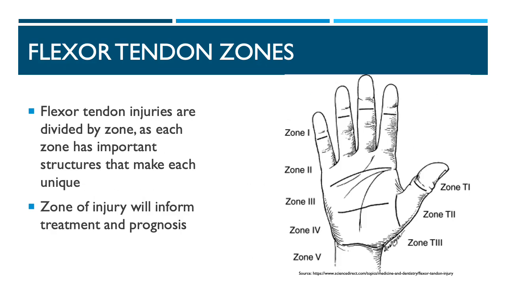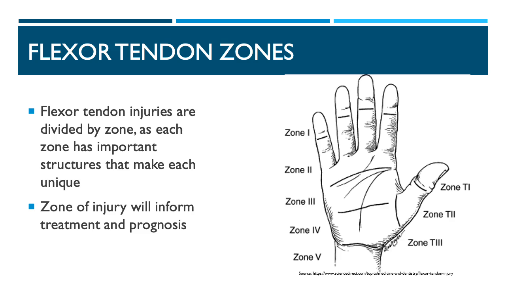So our flexor tendons, now that we've gone through them, are divided by zone, starting distal to proximal. Zone 1 in your fingertips, zone 2 kind of crossing your fingers into your palm over the metacarpals, zone 3 within your palm between the carpal tunnel and the metacarpals, zone 4 just proximal to that, and then zone 5 in your wrist. Your thumb has different zones because it doesn't have an FDP and it doesn't have the FDS; it has the FPL. Your zone of injury will really inform treatment and prognosis.